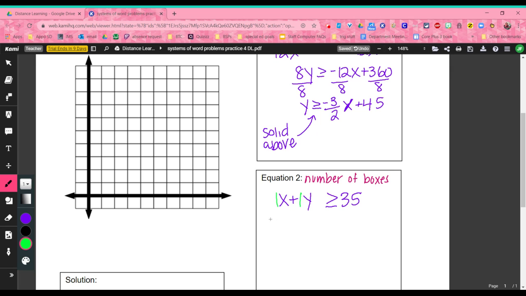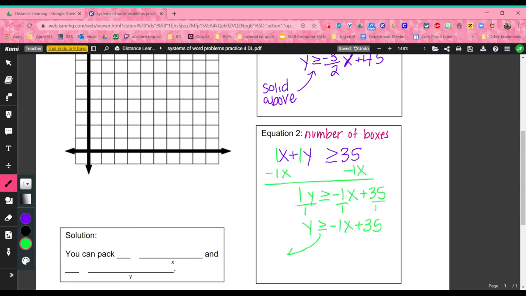First step is subtract 1x. I get 1y greater than or equal to negative 1x plus 35. I can divide everything by 1. I get y is greater than or equal to negative 1x plus 35. Before I even graph anything, take that inequality sign, and it is above and solid.